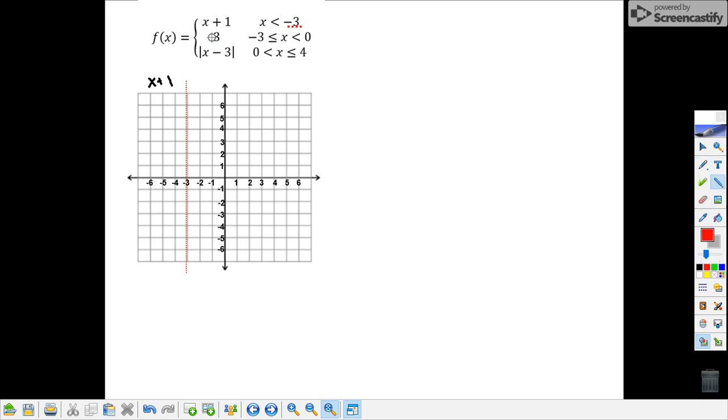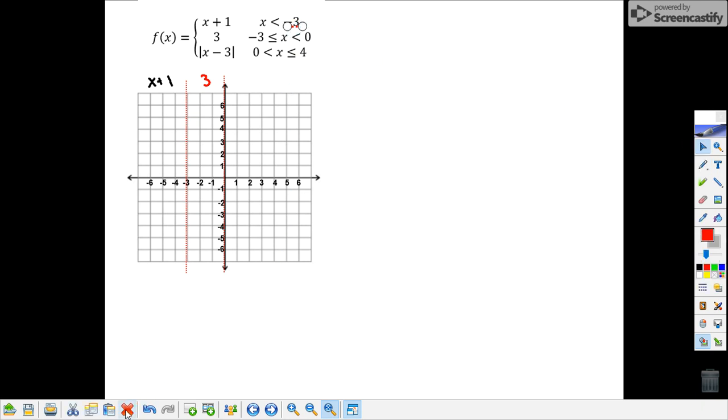The next one, 3, is between -3 and 0. So I have the -3 already indicated. Let's go to 0. Oh, I didn't change it for all of them correctly. So here's 0. So that means our graph 3 will be in this section.